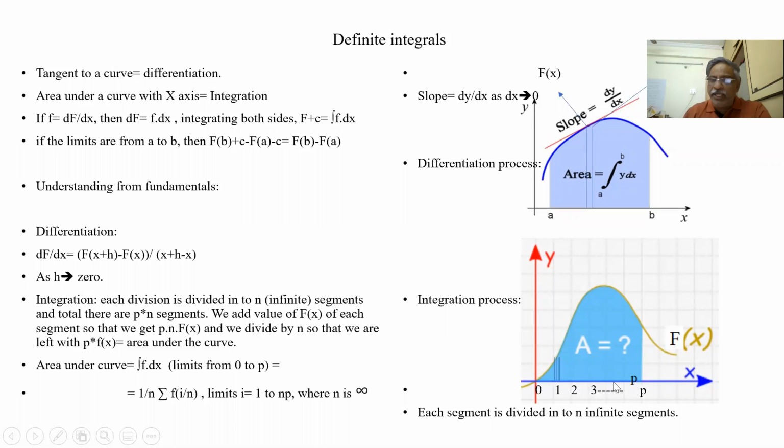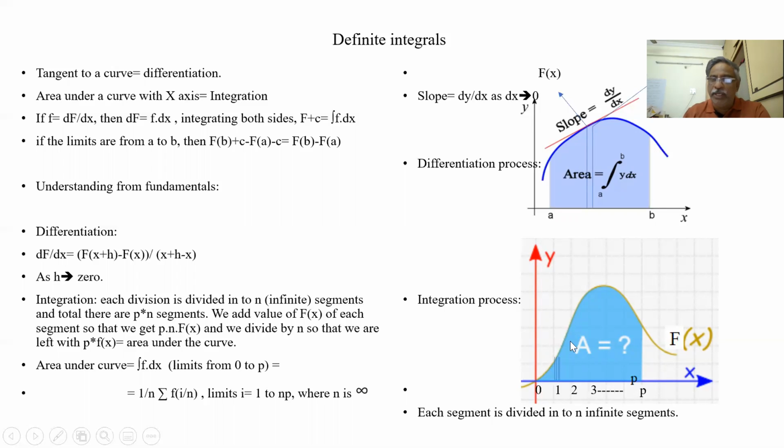We have taken np readings. So i is from 1 to np. Each y I am adding is f of i by n. That means suppose i is 1. So this is 1 by n, 2 by n, 3 by n, 4 by n. Like that, it comes to n by n. Like that, here it is 2n by n.